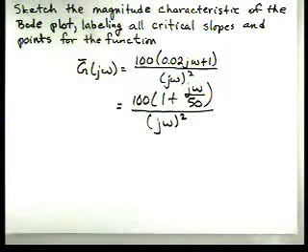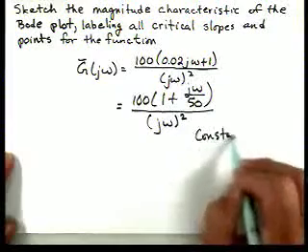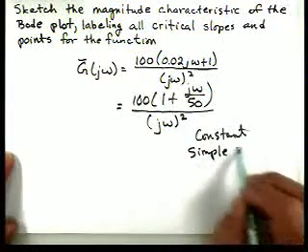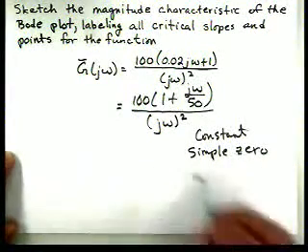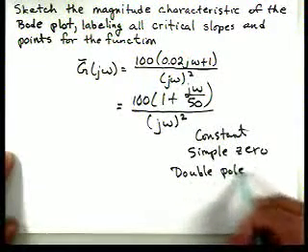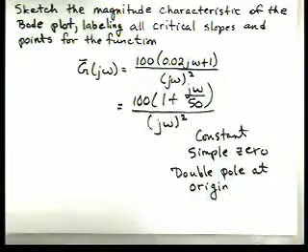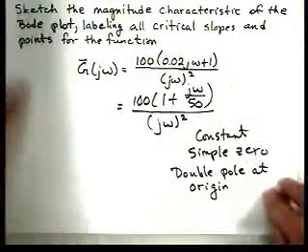So if we look, we have a constant, we have a simple zero at omega equal 50, and then we have a double pole at the origin. So let's go through and look at each of these characteristics separately, and then we'll add them up to get the magnitude characteristic for this function.